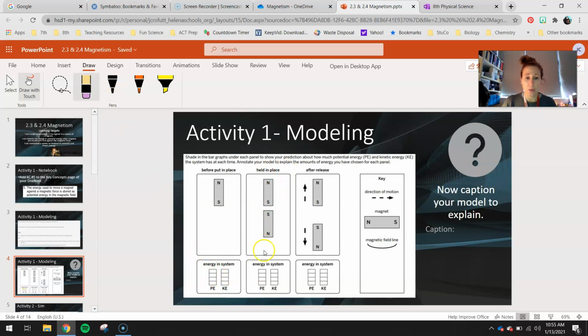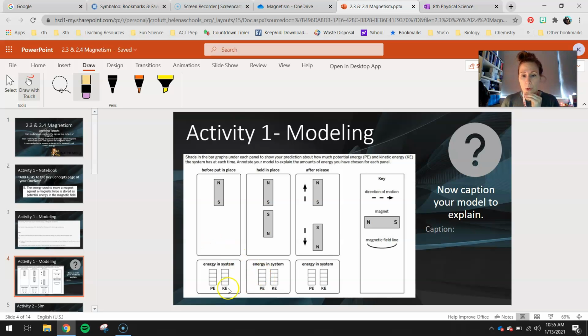Okay, so do that, and now we have two magnets held in place. You can see that the south ends are pointing towards each other, so at this point we know that those are going to repel. And then we're holding them in place. So how much potential energy do you think that system has? How much kinetic energy do you think it has? Remember that they're held in place, and kinetic energy is energy of motion. So I want you to think about that.